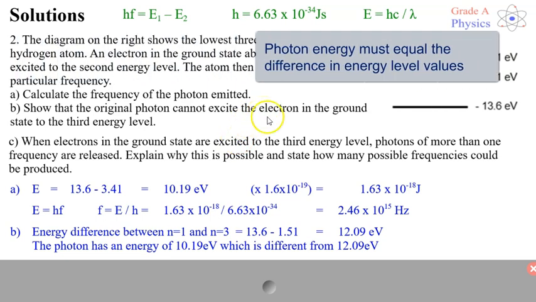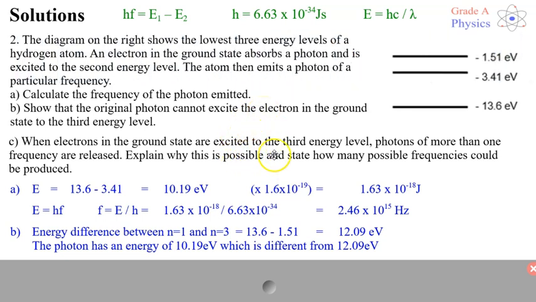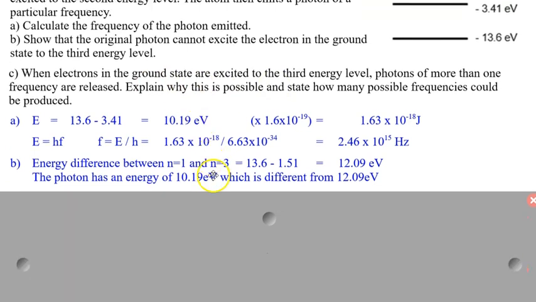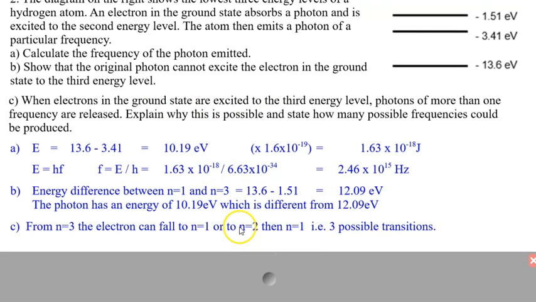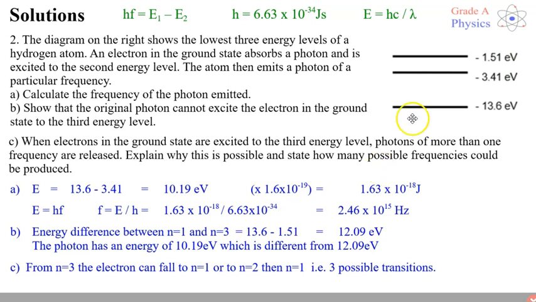Right, C, when they're excited to the 3rd energy level, we get multiple frequencies. Okay, so once again, this is similar to what we were saying before. So if it's in position 3, it could drop to 2, or it could drop to 1, or it could drop from 2 to 1. So there are 3 possible transitions. They're very similar to what we said previously.